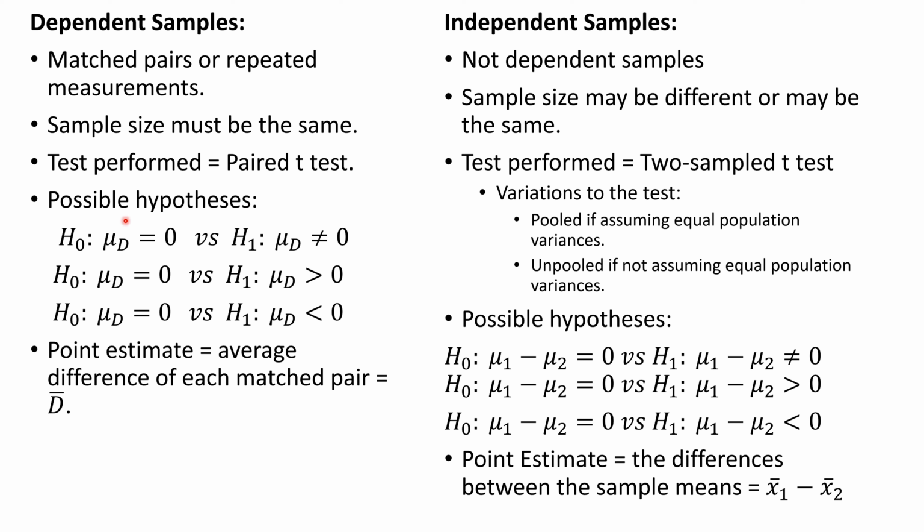We can compare the possible hypotheses. They are very similar, except for the dependent samples, a lot of times we denote the difference as mu d. For the independent samples, we explicitly state that mu1 minus mu2 equals 0, versus mu1 minus mu2 doesn't equal 0, and so on and so forth. Last, about the point estimate. For dependent samples, we use the average difference of each matched pair, denoted as capital D bar. And in independent samples, we use the point estimate equal to the difference between the sample means, x̄1 minus x̄2.